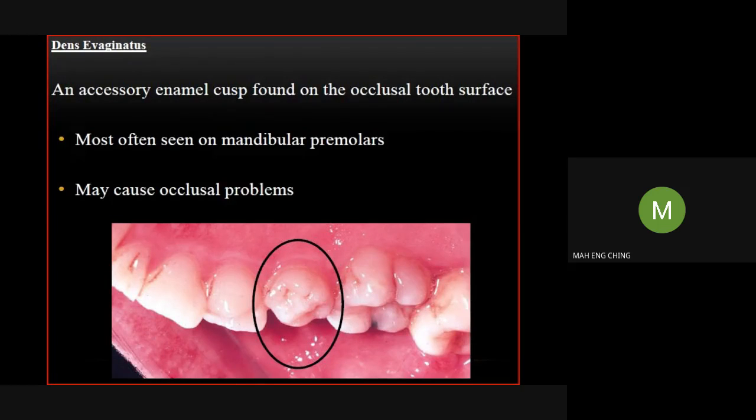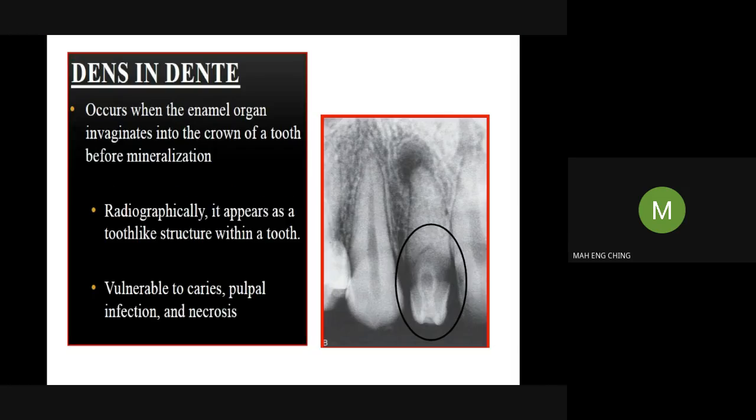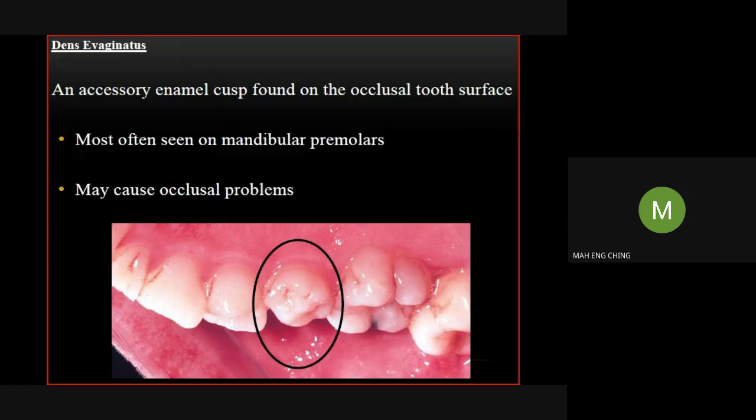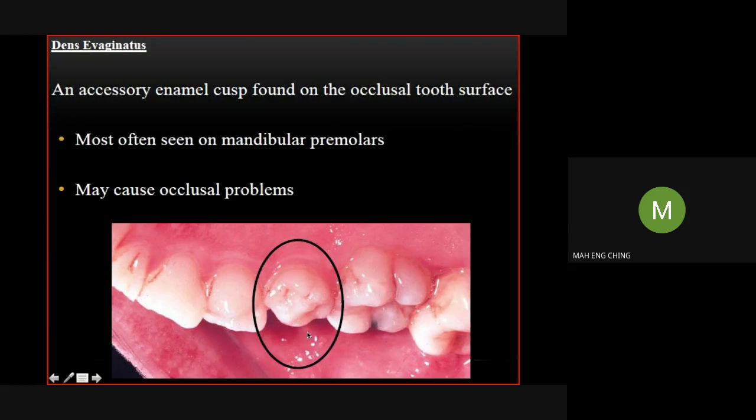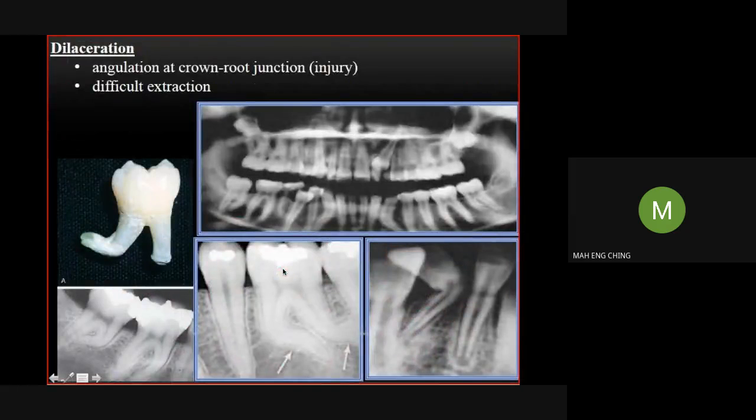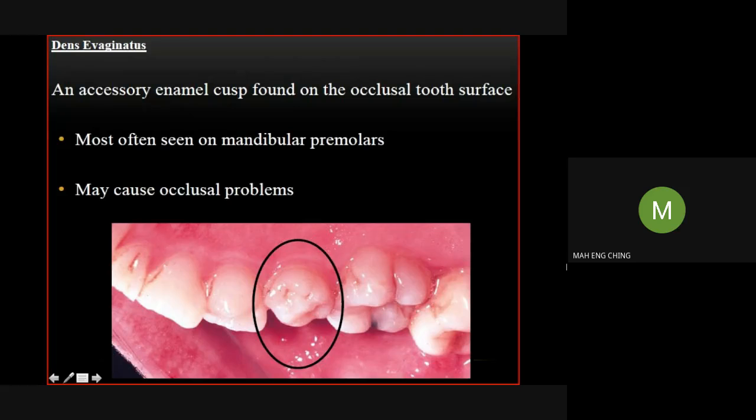Dens invaginatus means a tooth inside a tooth. This one is a tooth outside the tooth, dens evaginatus. Same thing, there's something extra. Just now, this one was something extra inside. Dens evaginatus means something extra outside, an extra cusp outside. Same thing, if this one breaks, it will cause infection to the pulp. So sometimes it causes a PA lesion also.